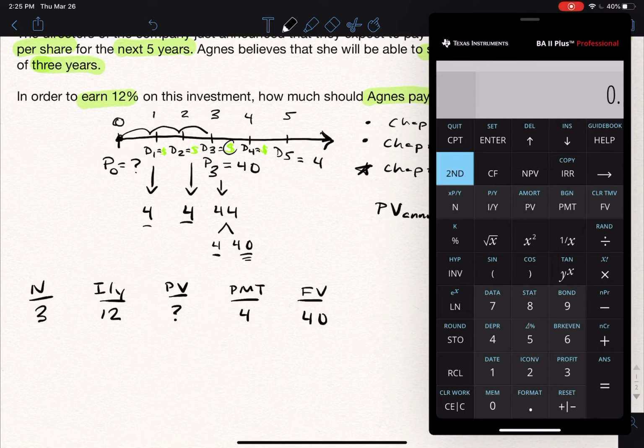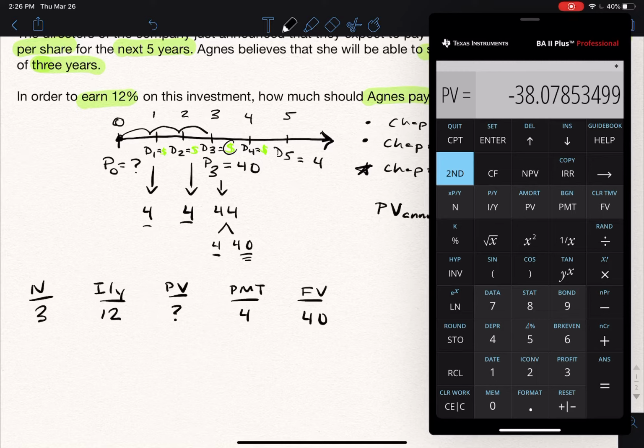And now look at there. We have 4 out of our 5 variables. So this gets really simple at this point, doesn't it? We just plug them in. So 3 for N, 12 for IY, 4 for our payments, right? And then 40 would be the future value that we expect, all right? And then we hit compute present value.